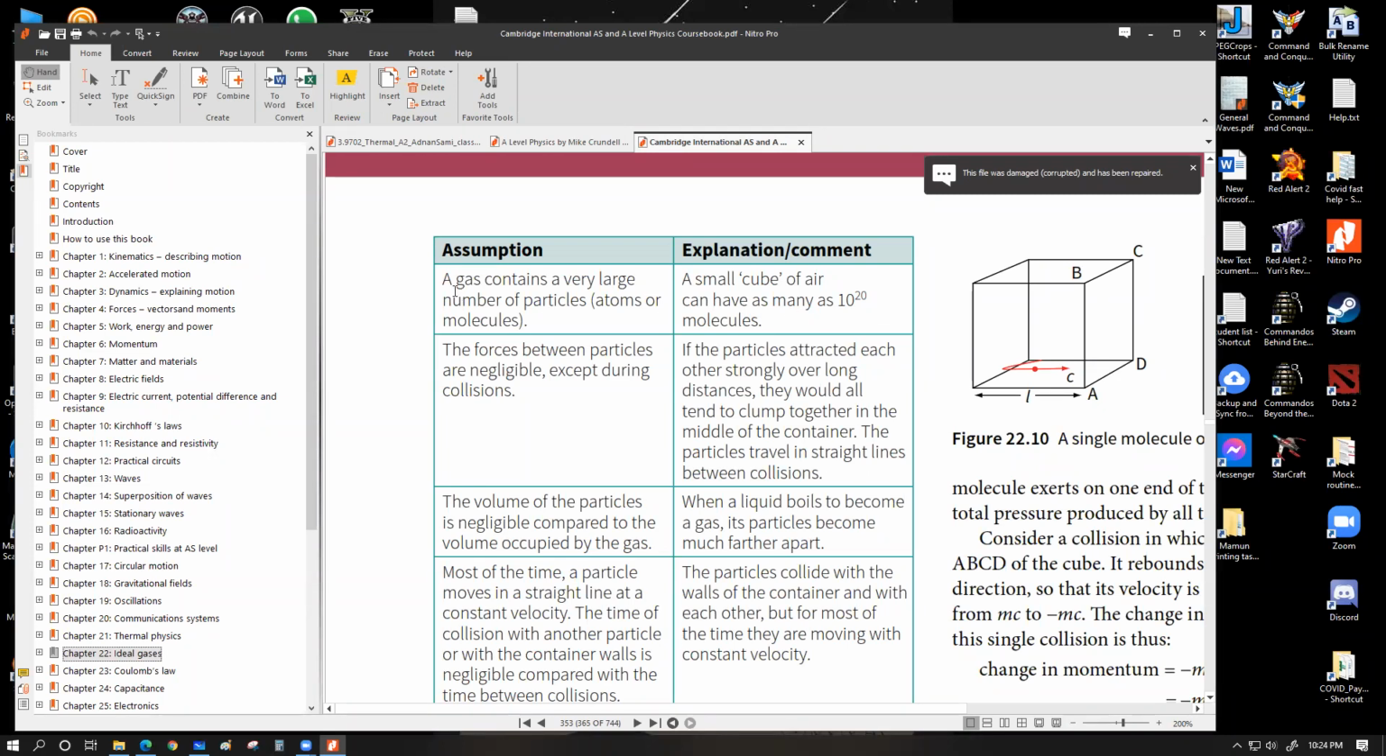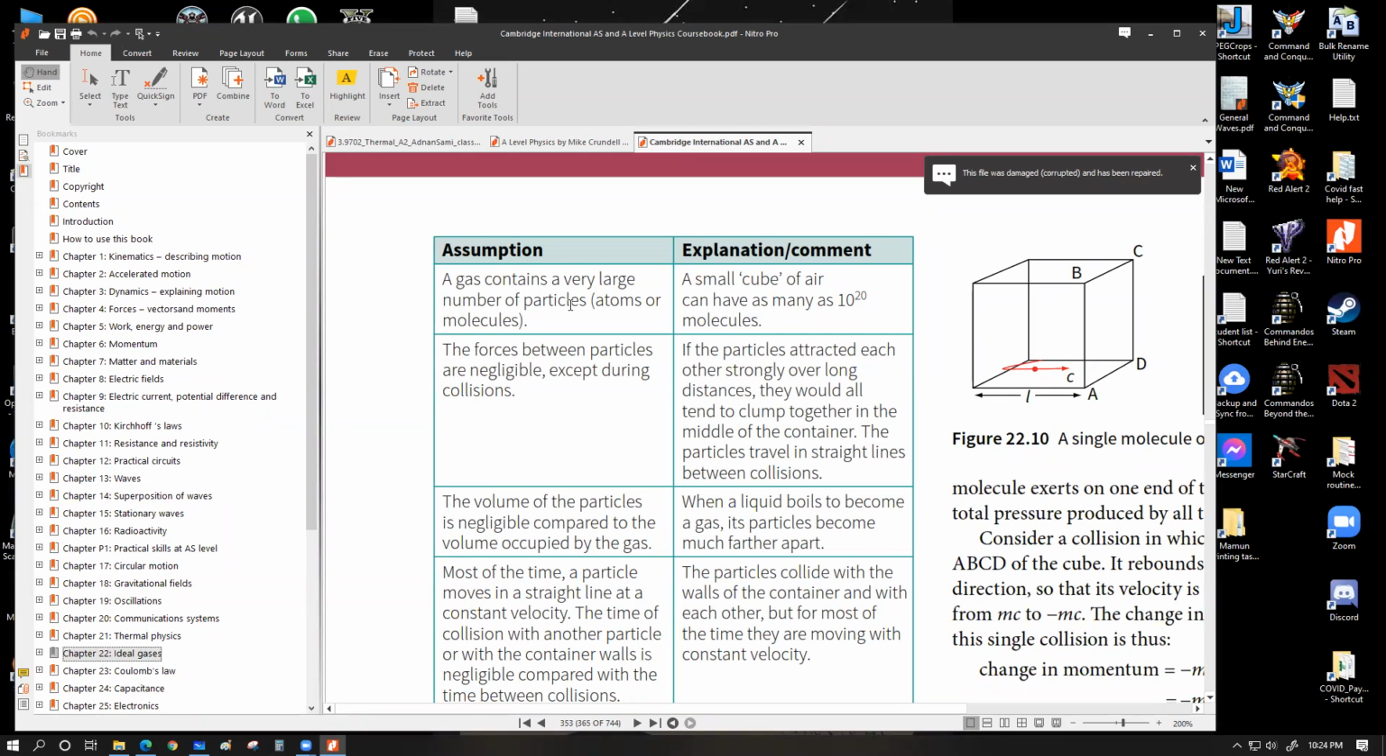First assumption is that a gas contains a very large number of particles or molecules. This means a small cube of air can have as many as 10 to the power 20 molecules because of the Avogadro's constant. We need so many molecules so that we can apply a statistical approach towards their behavior. That's a very important thing.